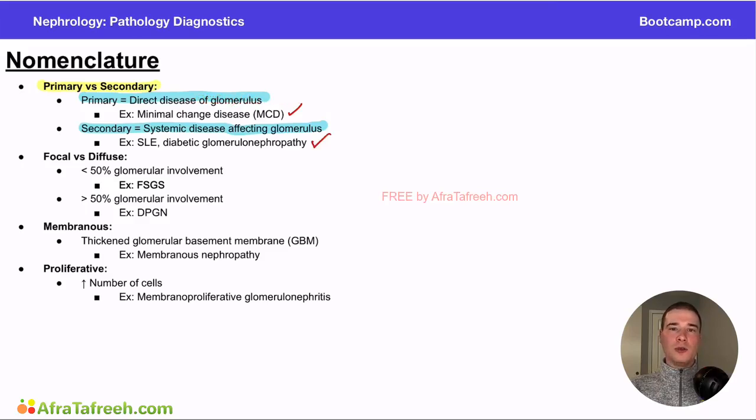The next commonly used term is focal versus diffuse. This is really separating how much glomerular involvement there is. If there's less than 50%, we can say that a patient has focal glomerular disease, and if it's greater than 50%, we can say that a patient has diffuse or widespread glomerular disease. Obviously, this cutoff of 50% is rather arbitrary. If it's 49% involvement, then which one is it? That's a little bit out of the scope of what we need to know, but approximately we'll use 50% as our cutoff of a focal disease versus a diffuse disease.